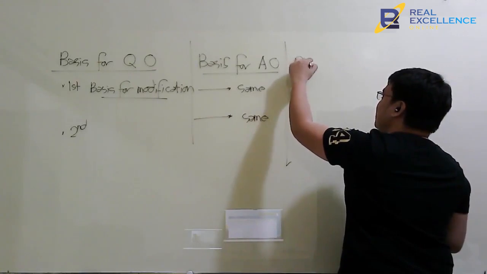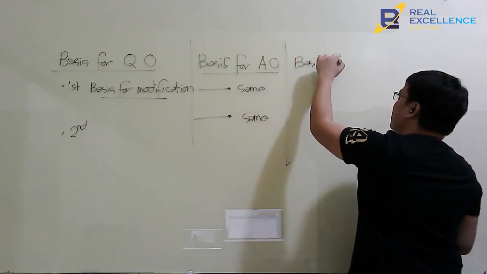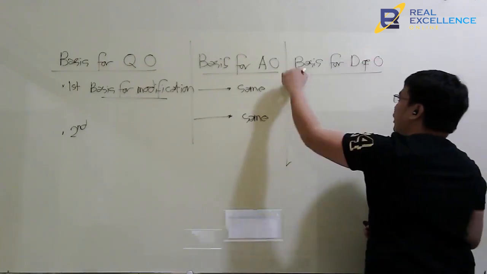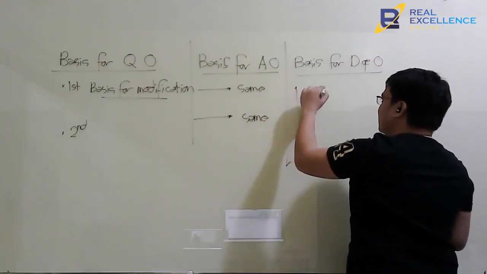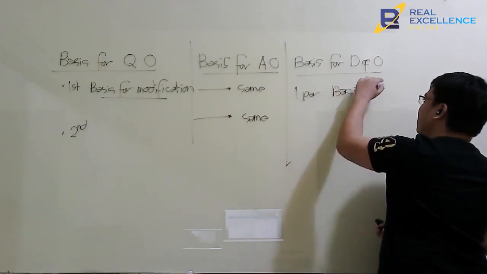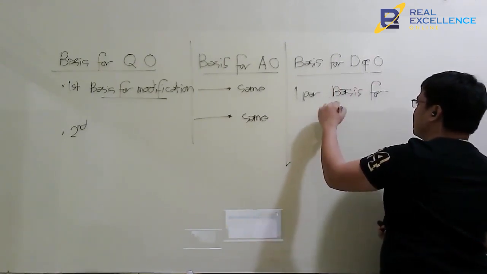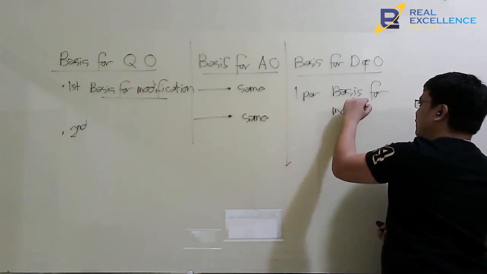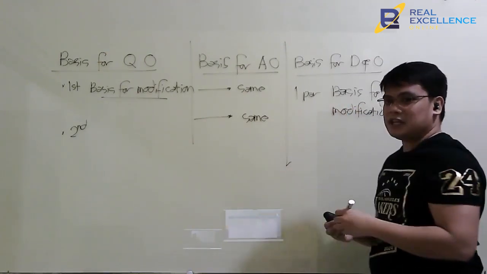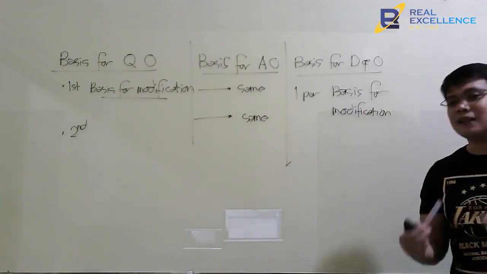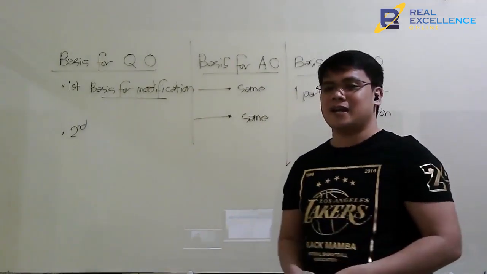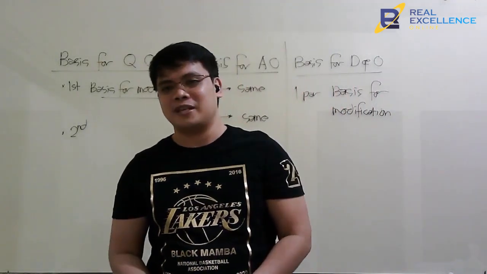Pagka disclaimer naman, ito yung significant na magbabago. So, basis for disclaimer of opinion, ito 1 paragraph lang. Tapos, yung basis for, okay, modification na, yung explanation na. Okay, so basis for modification. Tapos, wala na siya nung second paragraph. Okay, kasi hindi niya sasabihin na we have conducted our audit in accordance with PSA kasi walang audit na nangyari. Yun lang po yung concept niya.